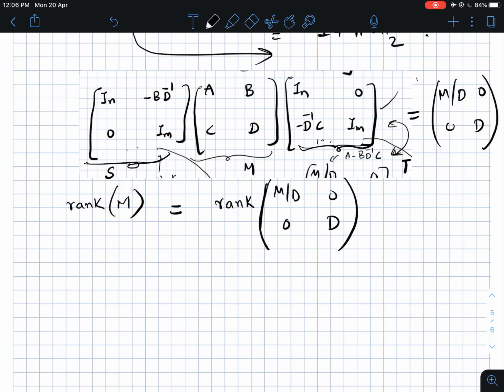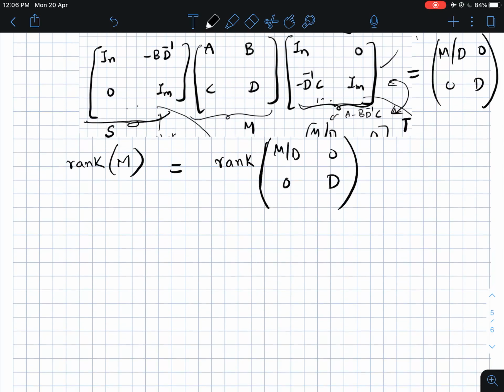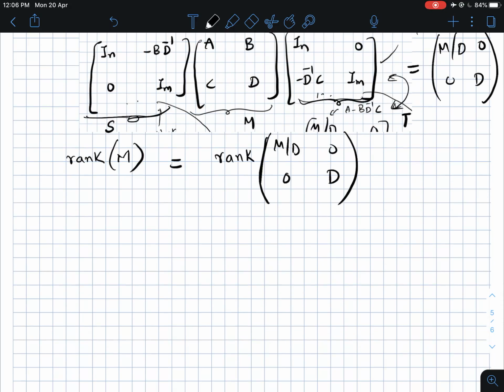Because when you have invertible matrices multiplying either in the front or the back, rank doesn't change, right? We discussed this in the very first segment. So these two are invertible. That's the key here. They're invertible because they are triangular matrices with ones on the diagonal. So rank M is equal to the rank of the block diagonal matrix. Basically the rank of the matrix is the same as the rank of the diagonal.